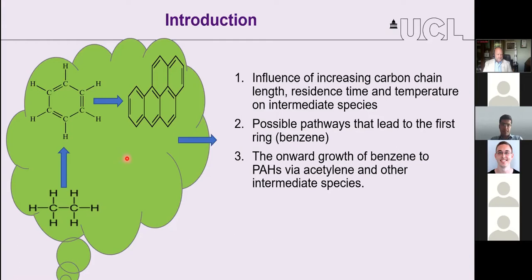To understand this, the following objectives were set for this research. First is to study the influence of increasing carbon chain length, residence time and temperature on the intermediate species. Second is the possible pathway that leads to the first ring formation, that is benzene. And the third is the onward growth of benzene to PAHs via acetylene or other intermediate species.